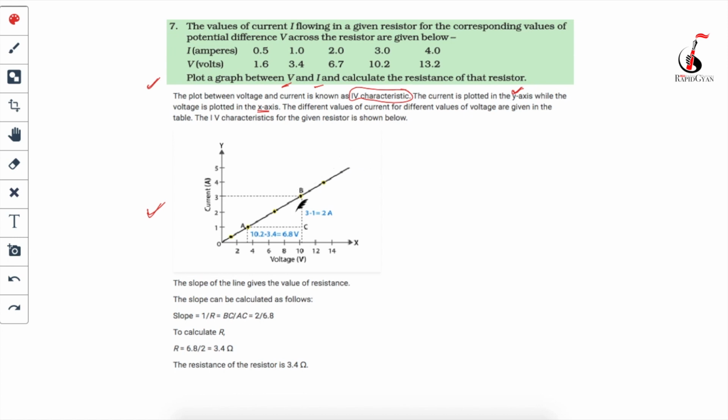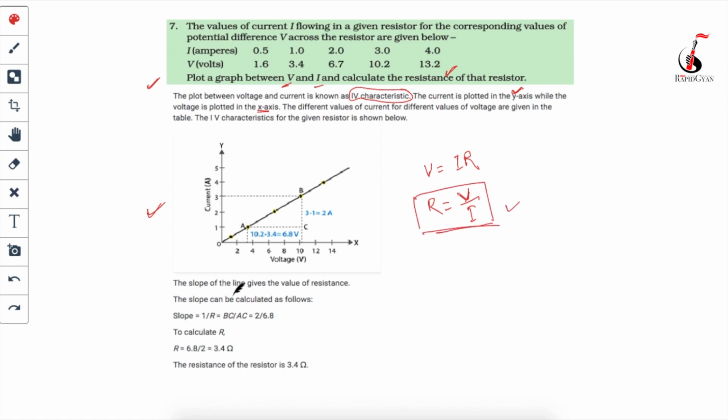Now one thing which is very important, you will have to find the resistance. So from a graph how do we find the resistance? It's very simple beta. In order to find the resistance, what is the formula? V is equal to I into R, correct? So you will have to find R. So R will become your V upon I, correct? So in this way we can find the value of R.